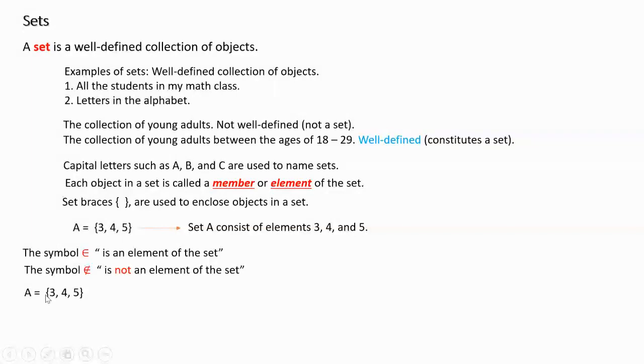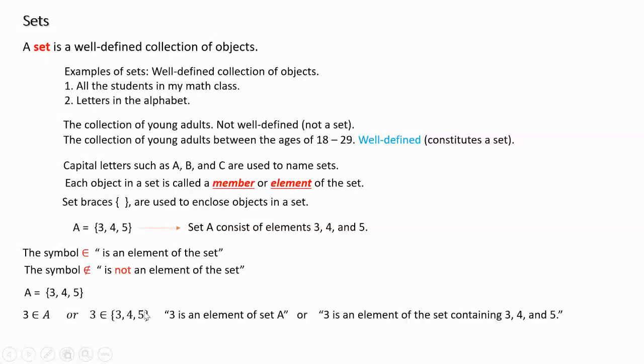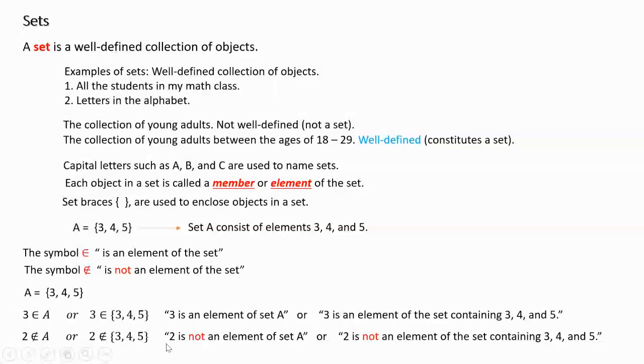Example, the set A consists of the elements 3, 4, and 5. We can say 3 is an element of set A, or we can say 3 belongs in set A, or 3 is an element of the set 3, 4, 5. And here's the correct way to read it. 3 is an element of the set A, or 3 is an element of the set containing 3, 4, and 5. 2 is not an element of A, or 2 is not an element of the set containing 3, 4, and 5.